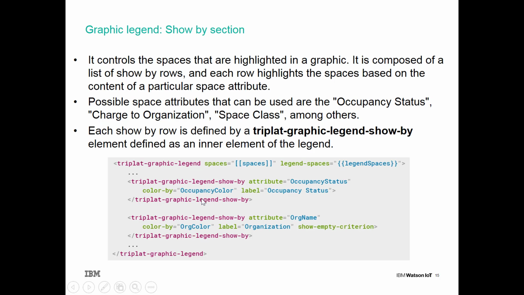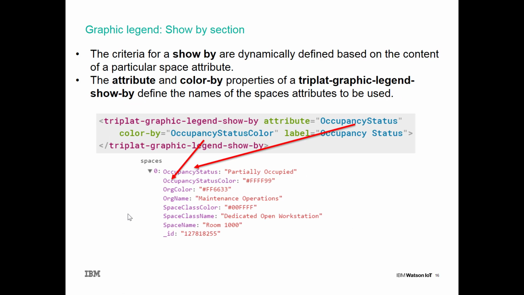Each one will define a row that highlights the spaces based on a specific attribute. In this example, we have 2 show by inside this legend, one that highlights the spaces based on the occupancy status, and the other that highlights the spaces based on the organization.